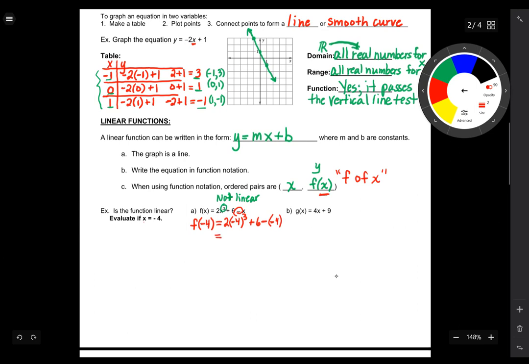So this is -4 times -4 times -4, an odd number of negatives, so it'll be negative: -64. Plus 6, and here a negative times a negative is a positive. So 2 times -64 is -128, plus 6, plus 4. Left to right, do those two first, and then add 4. That would be -118.